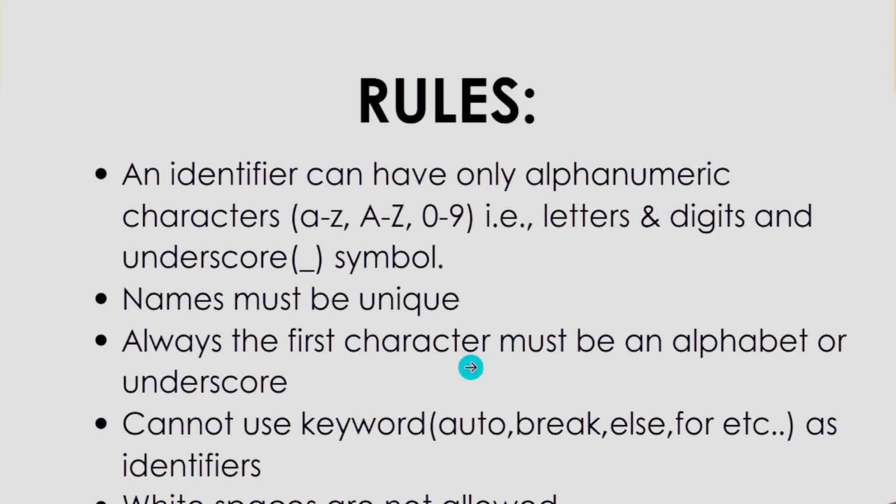And another very important rule is that identifiers are case sensitive. For example, if you are declaring a variable like register number with capital REG underscore NO, then throughout the program we have to use only capital letters. And if you are using lowercase reg underscore no, then throughout the program we should use lowercase reg underscore no. This is the main rule of identifiers.